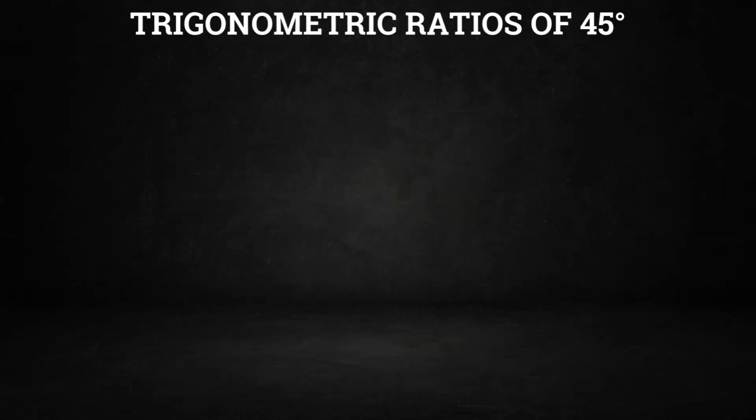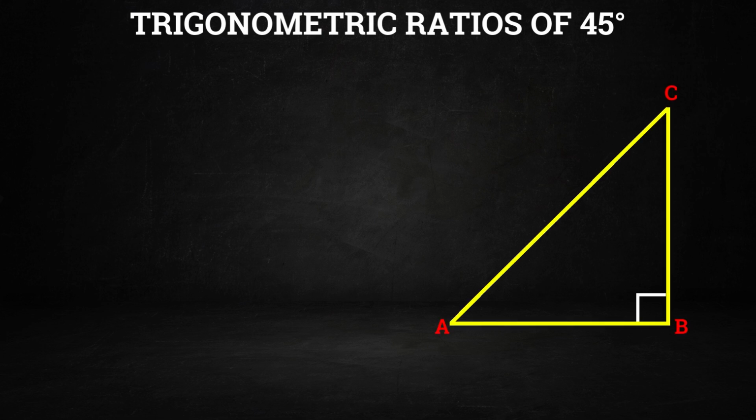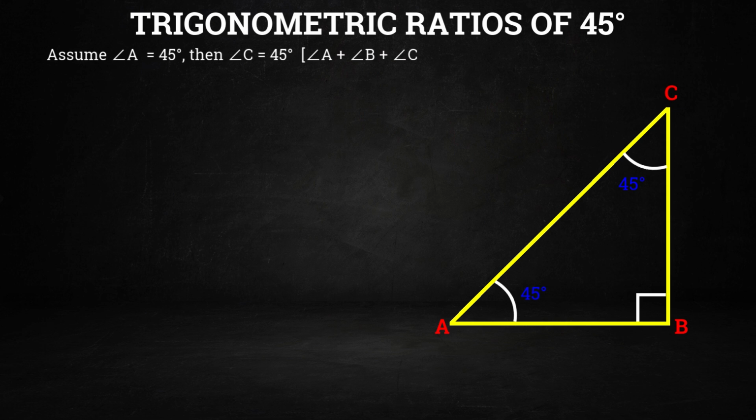Let us now learn the trigonometric ratios of 45 degree, one of the most important angles in trigonometry. Consider triangle ABC, right-angled at B. Let us say angle A is 45 degree. That means angle C must also be 45 degree because the sum of all angles in a triangle is 180 degree and one of them is already 90 degree.